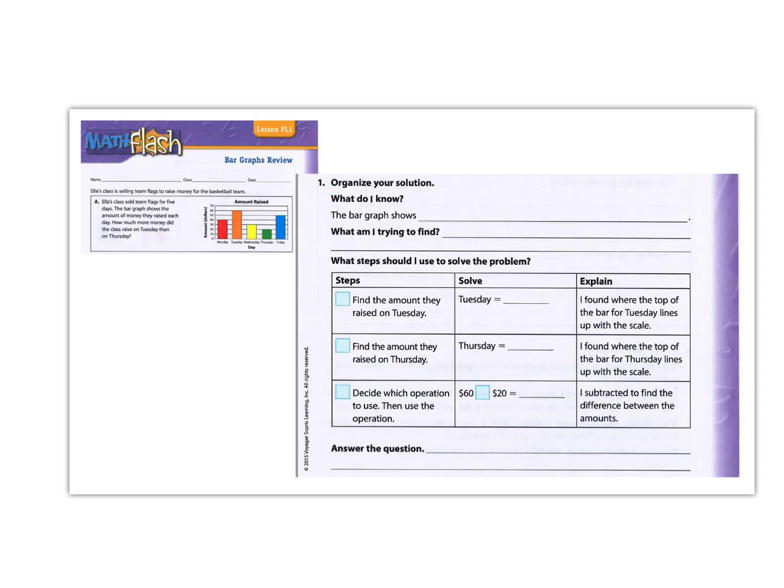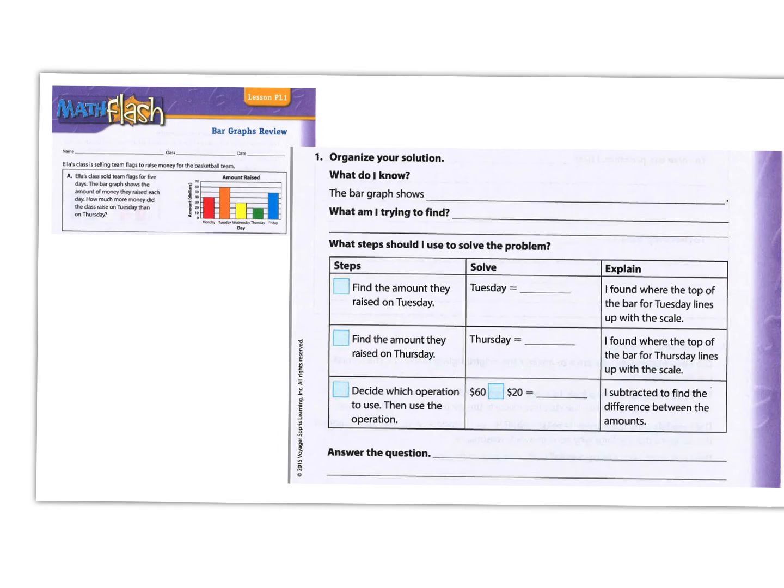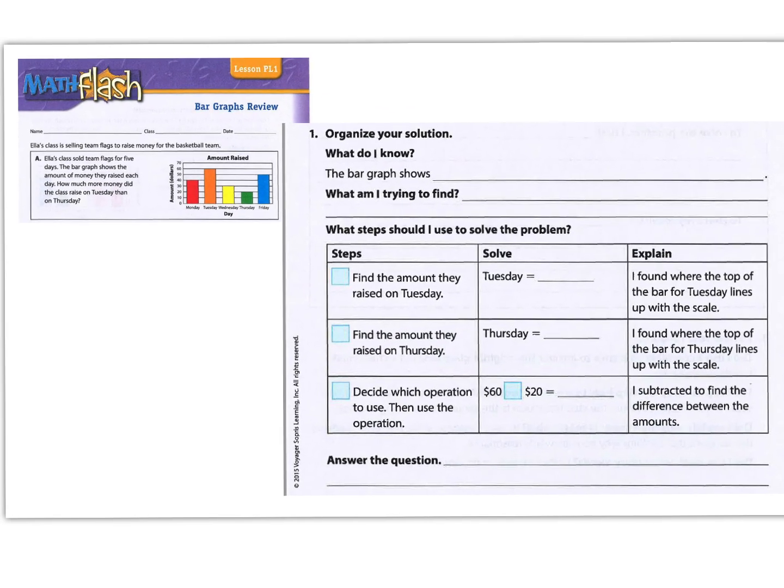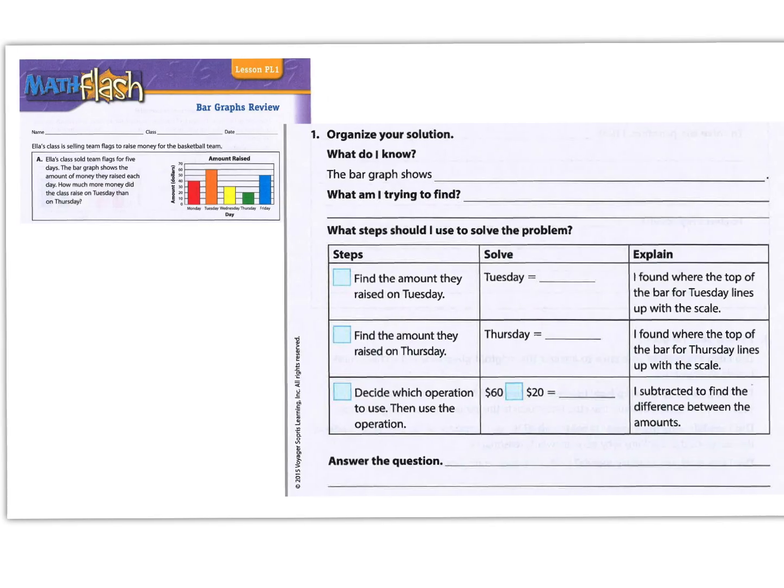So here's the graph up here. It's kind of small. We'll zoom in a little bit here. But then we're going to organize our solution on your page. It says, what do I know? The bar graph shows the amount of money raised. So we can write amount of, we'll do abbreviation here, money raised.